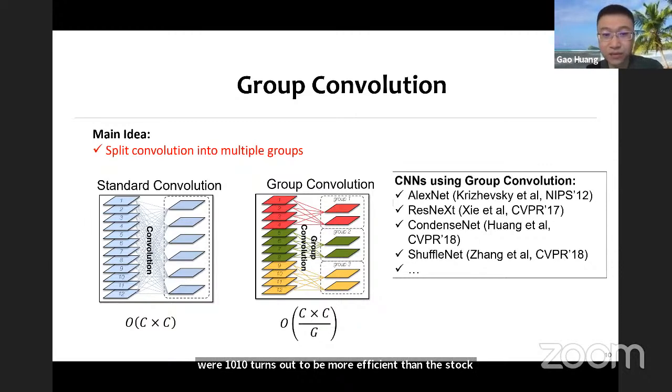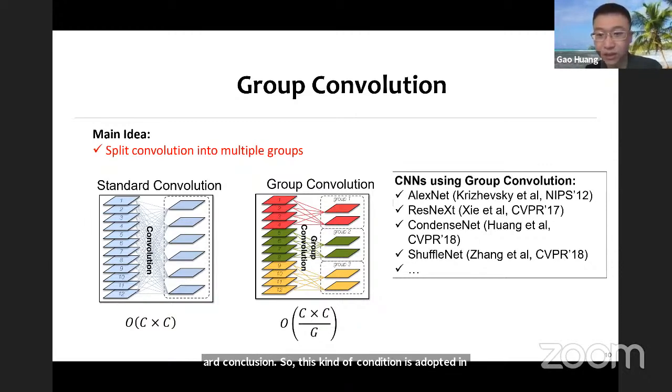This kind of convolution was adopted in AlexNet, and also in ResNeXt, and in CondenseNet and ShuffleNet, which are two mobile CNNs that will be discussed in later slides.